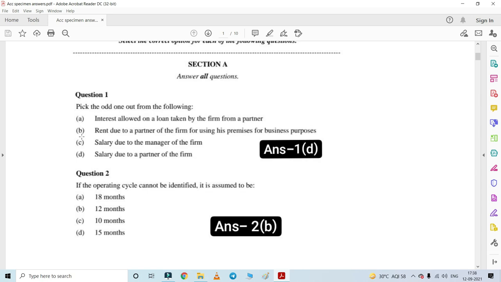Here you can see the first 3 points are the charges to the profit and loss account, whereas the fourth one is appropriation to profit and loss account. Hence, the fourth one is the odd one out.